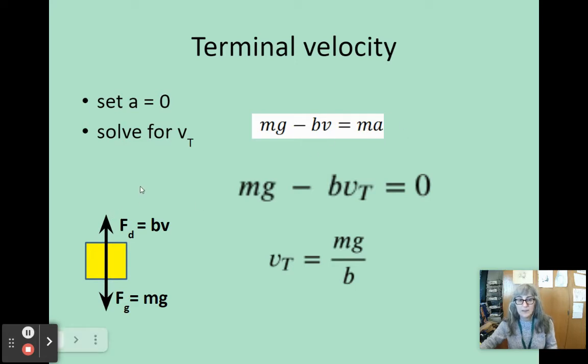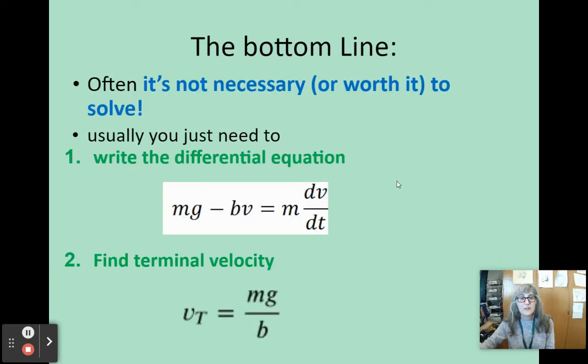So what happens is it starts from rest, and it falls, and as it gets faster and faster, this drag force gets bigger and bigger until it balances out the weight. Okay, so mg minus b times the terminal velocity is equal to 0. vt is equal to mg over b. Again, a lot easier than people think it is. So figure out the terminal velocity.